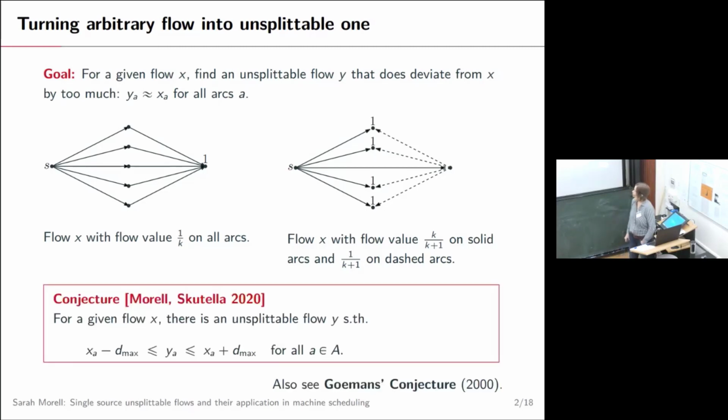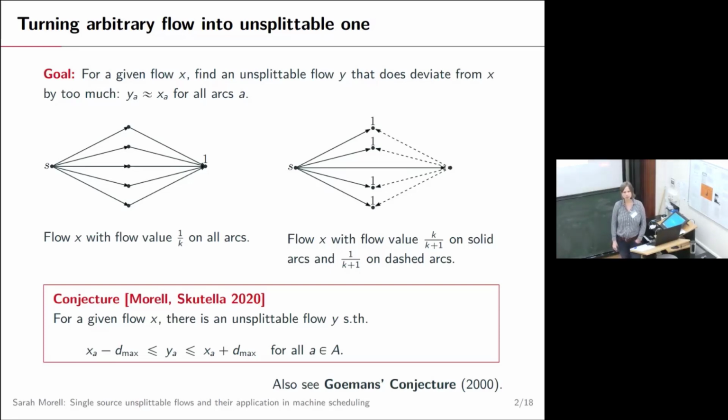What we are conjecturing, this is joint work with Martin, is that for a given flow X, there exists an unsplittable flow Y such that the flow value on all arcs satisfies a lower bound of XA minus Dmax and an upper bound of XA plus Dmax. And those examples show you where those upper and lower bounds are coming from.